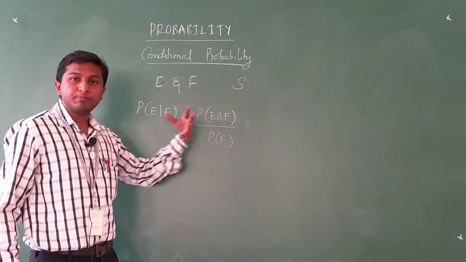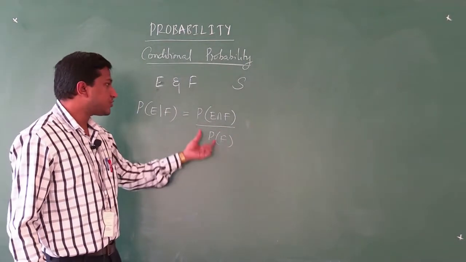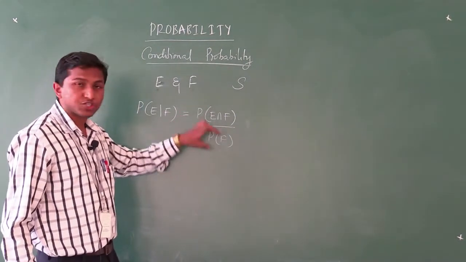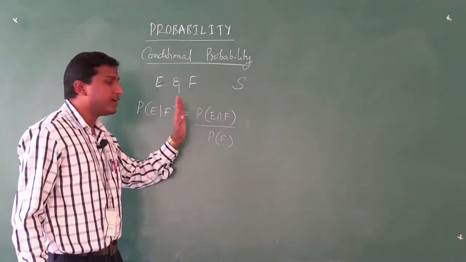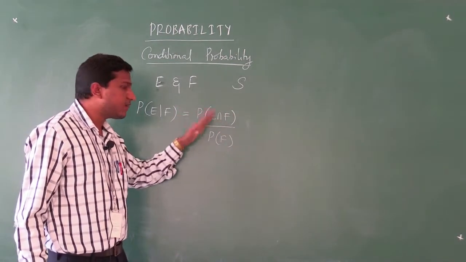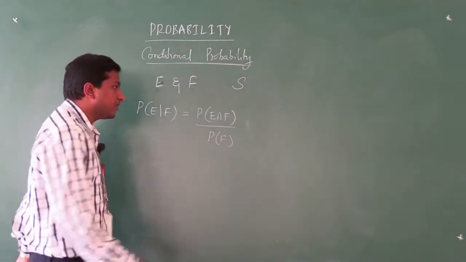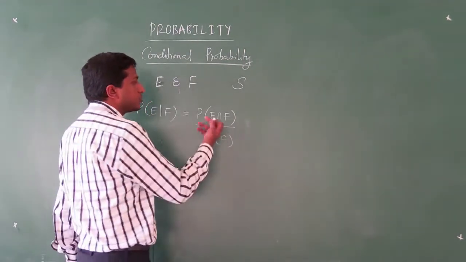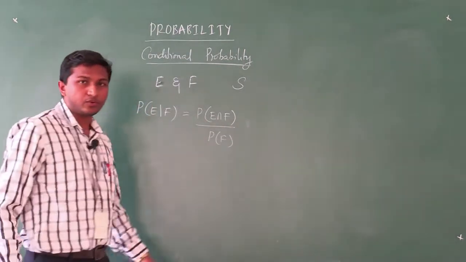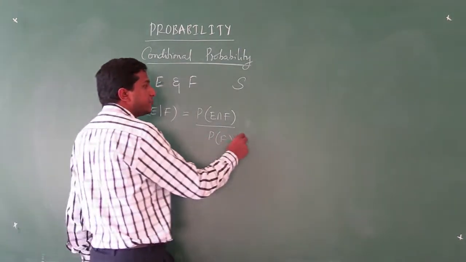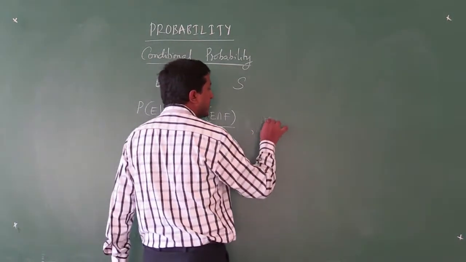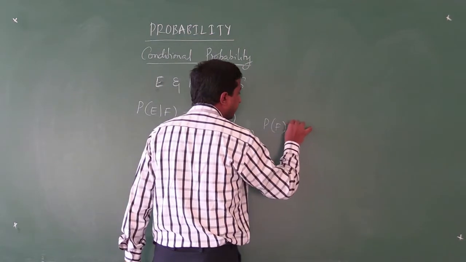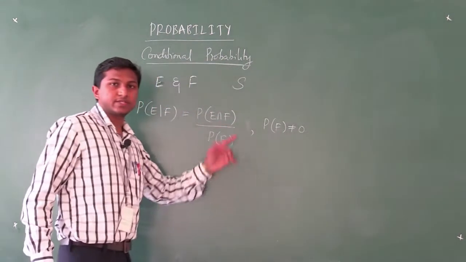P of F is nothing but the probability of the event F. There is one particular condition here. As you can see, this is a ratio of the probability of events E and F and the event F. So the denominator cannot be 0, right? In mathematics, division by 0 is not defined. Hence you have to write the condition P of F not equal to 0.